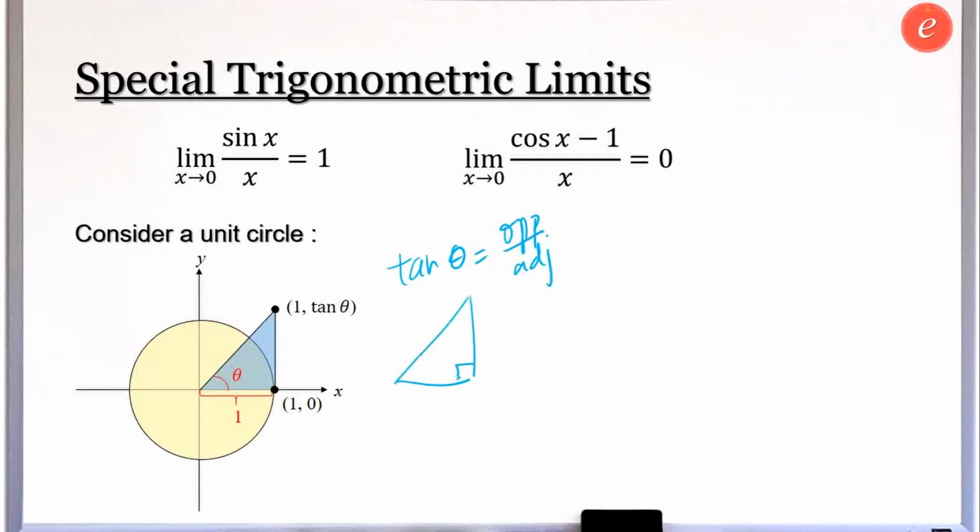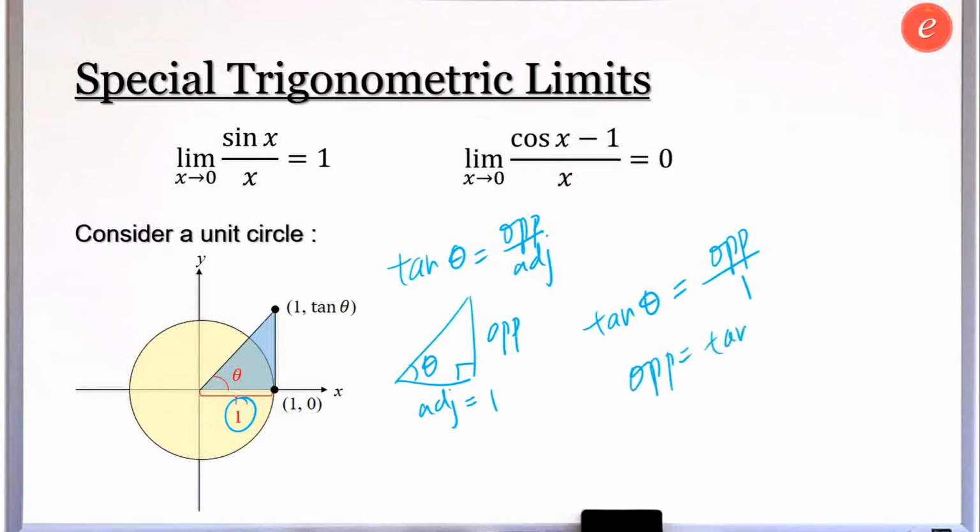For this right angle triangle, our theta is here. So this is opposite, this is adjacent. We can see that adjacent equals 1. Therefore, tan theta equals opposite over 1, so opposite will equal tan theta. This is our opposite, so this will be tan theta. Therefore, the coordinate of this point will be (1, tan theta).